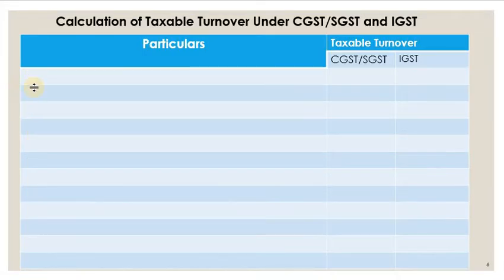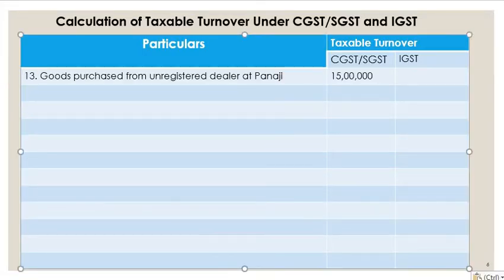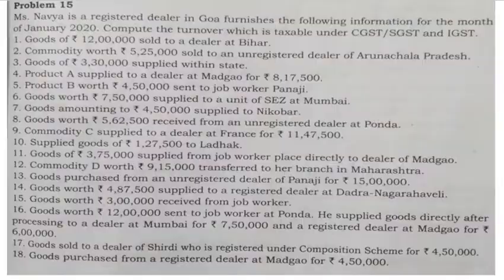Let's write that. Goods purchased from unregistered dealer at Panaji. So it is intra-state. So here it is nil. Next, let's go to the next one. The 14th one: goods worth rupees 4,87,500 supplied to a registered dealer at Dadra and Nagar Haveli.